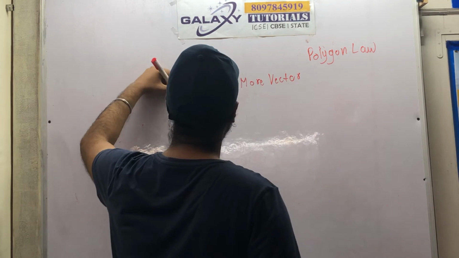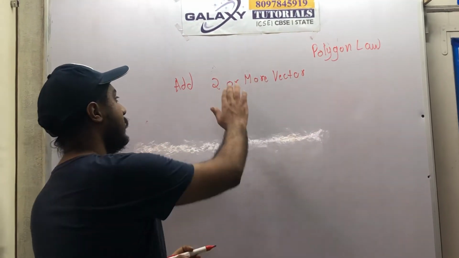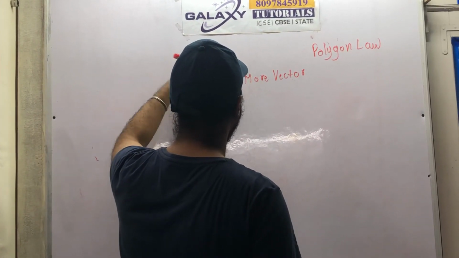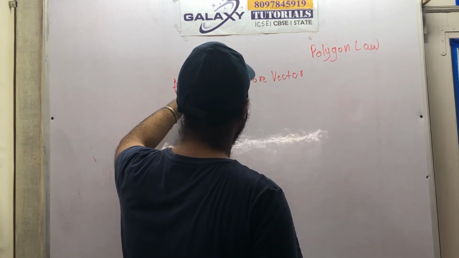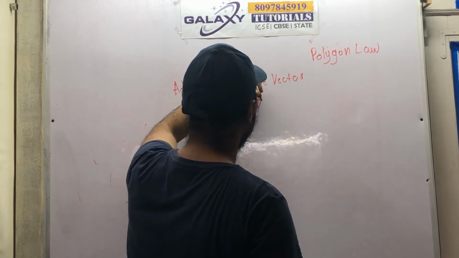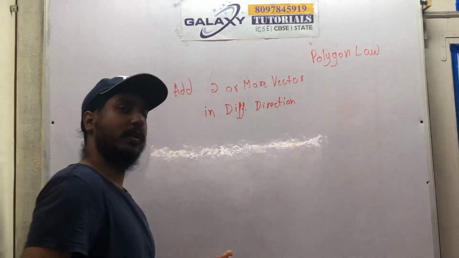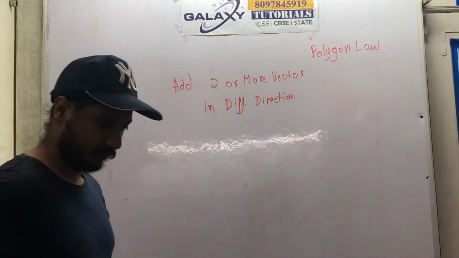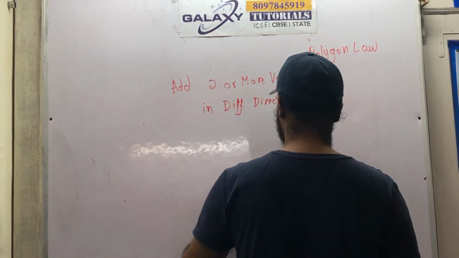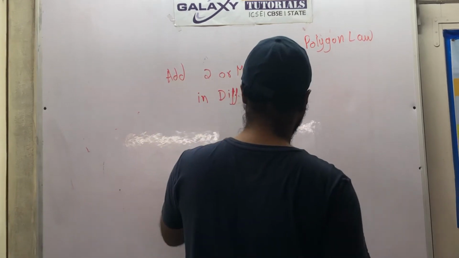When we have to add two or more vectors in different directions, then we use the polygon law. Okay, I will give you an example. According to polygon law, if this here is one side, we'll see one in this.